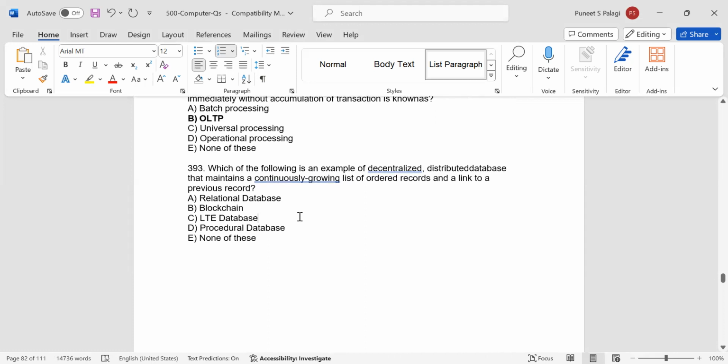Which of the following is an example of a decentralized distributed database that maintains a continuously growing list of ordered records and a link to a previous record? Is it relational database, blockchain, LT database, procedural database? It is blockchain.